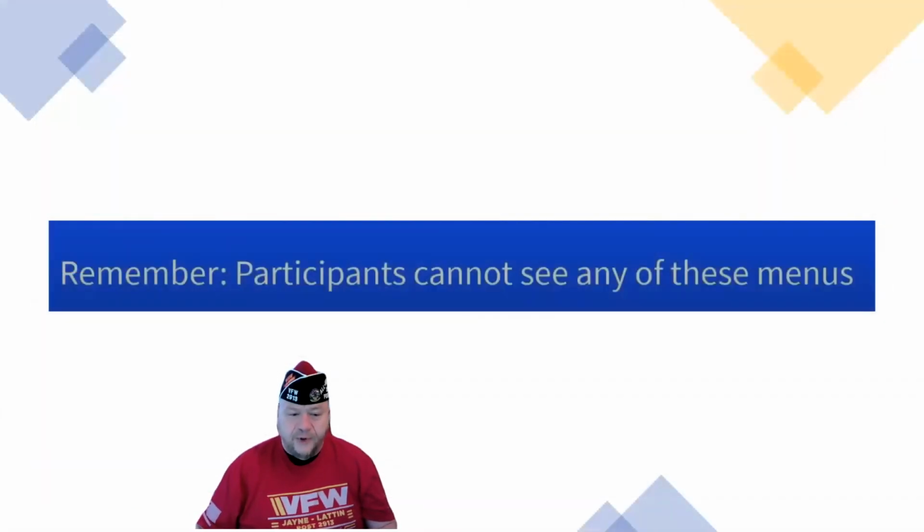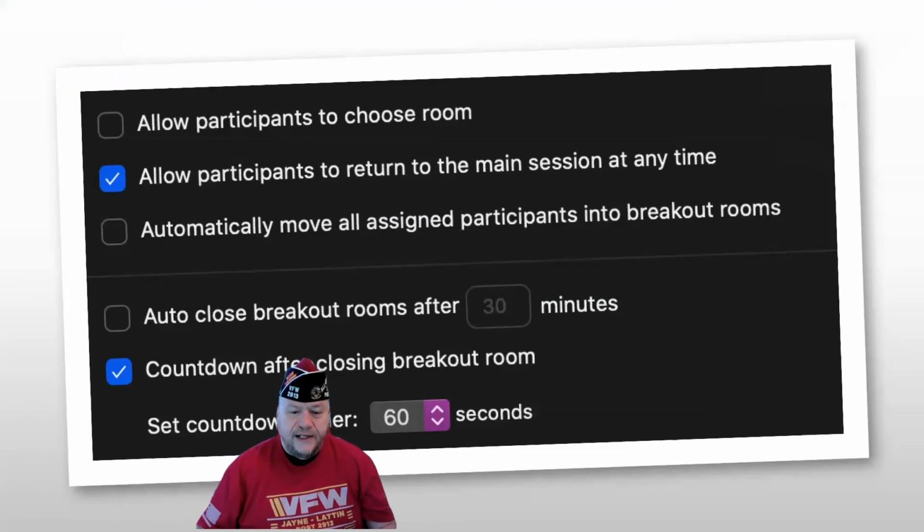Now you have to remember that while you're doing this, the participants cannot see any of these menus. They only see the breakout rooms as they come up. Now, if you go into your settings for breakout rooms, you click on it, you have some options here. First, you can allow participants to choose their own room.